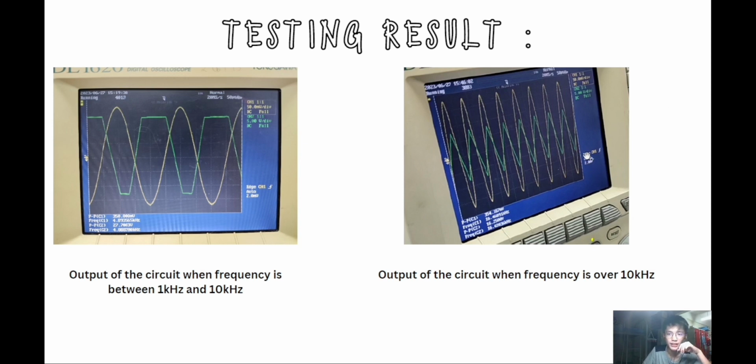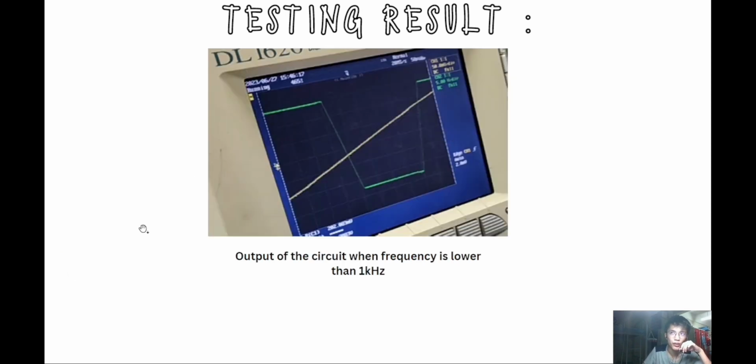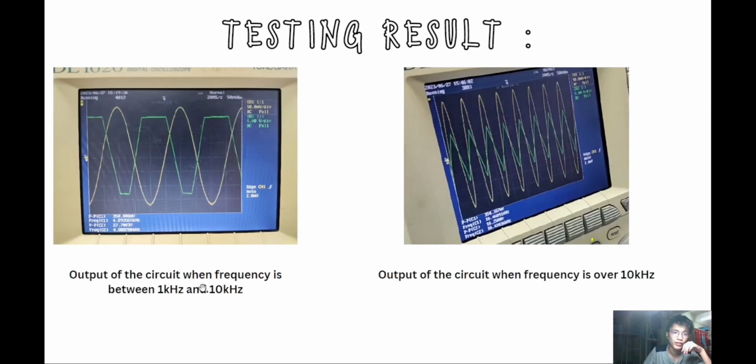Okay, this is the testing result when we increase the input frequency from 0 to 1 kHz. You can see that our output voltage will be increasing, and when the input frequency is between 1 kHz and 10 kHz, you can see the output will be no increasing or decreasing because the gain is saturated, and we can see that the output voltage will be 27.7 volt, and the input voltage is 350 millivolt.